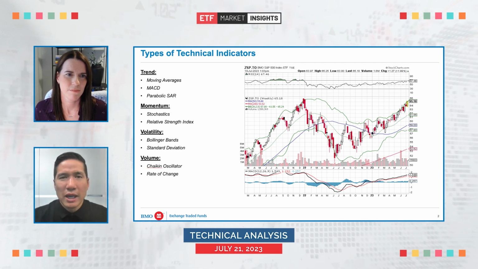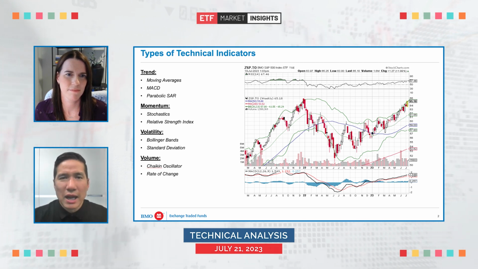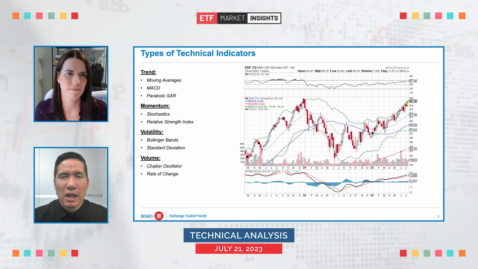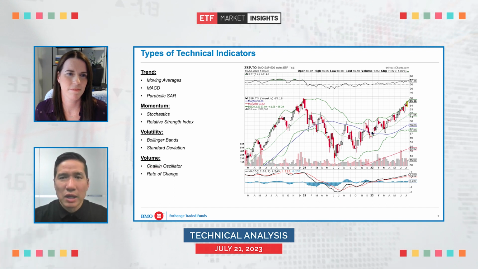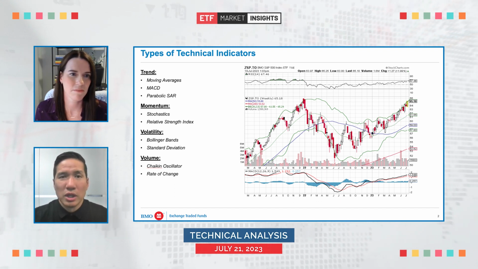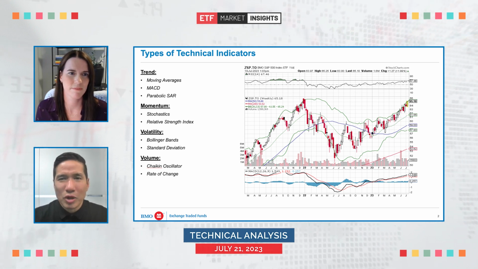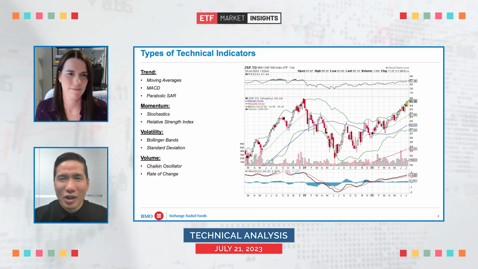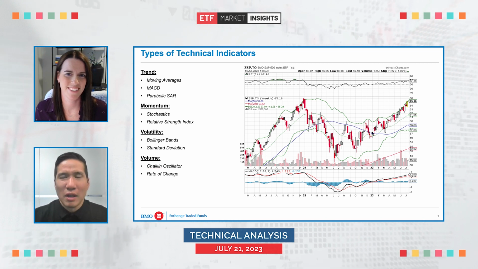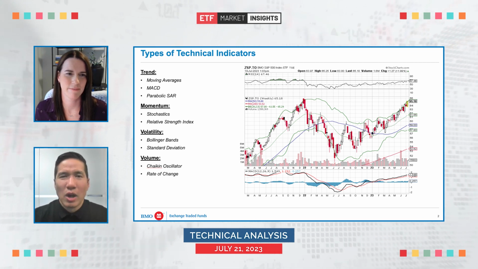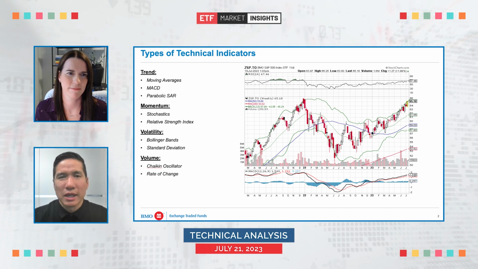So when you look at the actual toolkit, the number of indicators that technical analysts use, there are literally hundreds of different types of indicators. There is an element where you are, yes, drawing lines on a chart, but there is a very heavy quantitative aspect to technical analysis. More than just squiggly lines. That's good.